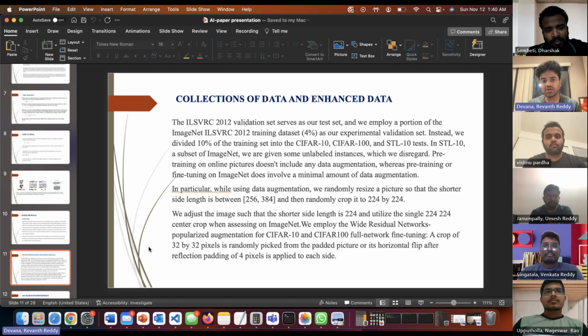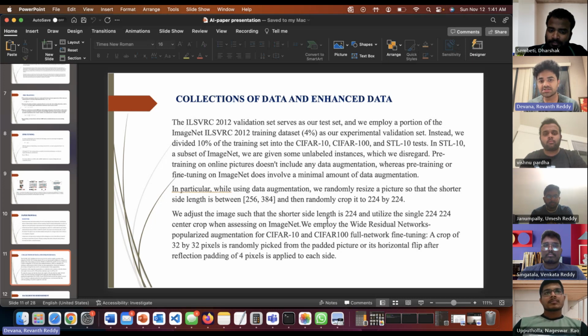The ILSVRC 2012 validation set serves as our test set. These are the test sets we have taken, and we employ a portion of the ImageNet training data set, 4%, as our experimental validation set. Instead, we divided 10% of the training set into the CIFAR-10, CIFAR-100 and STL-10 test sets. In STL-10, a subset of ImageNet, we are given some unlabeled instances which are disregarded.